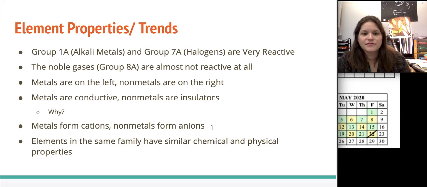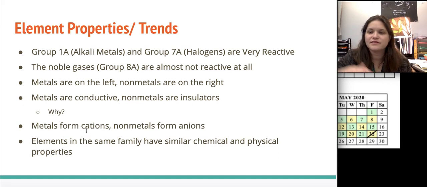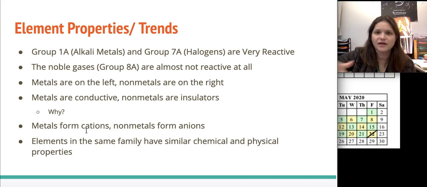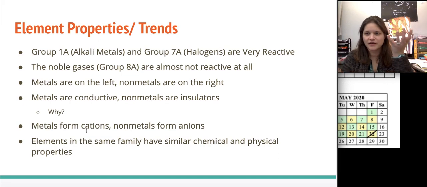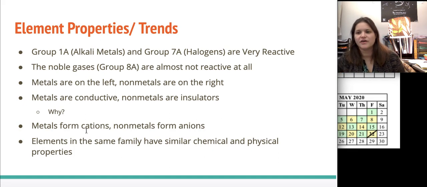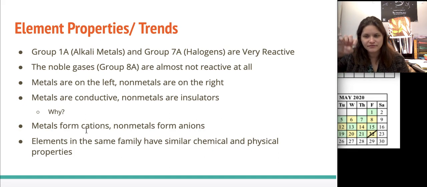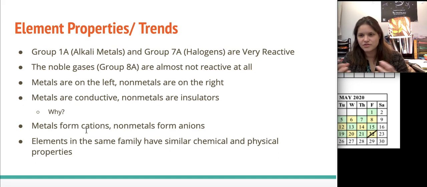Okay, so next we have that metals form cations. Obviously, they get rid of electrons, so then they have more protons than electrons. They have a positive charge. They're cations, positive, like a cat. And then nonmetals form anions. They are gaining electrons. Then they have more electrons than protons, so they are negative. The electrons outweigh the protons.